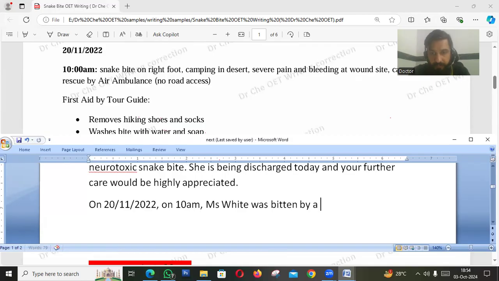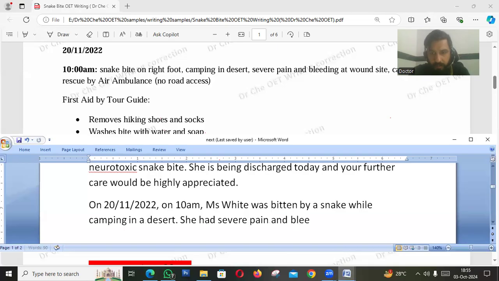Miss White was bitten by a snake while camping in a desert. Okay. Just full stop here. Don't write too long sentences. Okay. She had severe pain and bleeding just at her wound side or from her wound side.